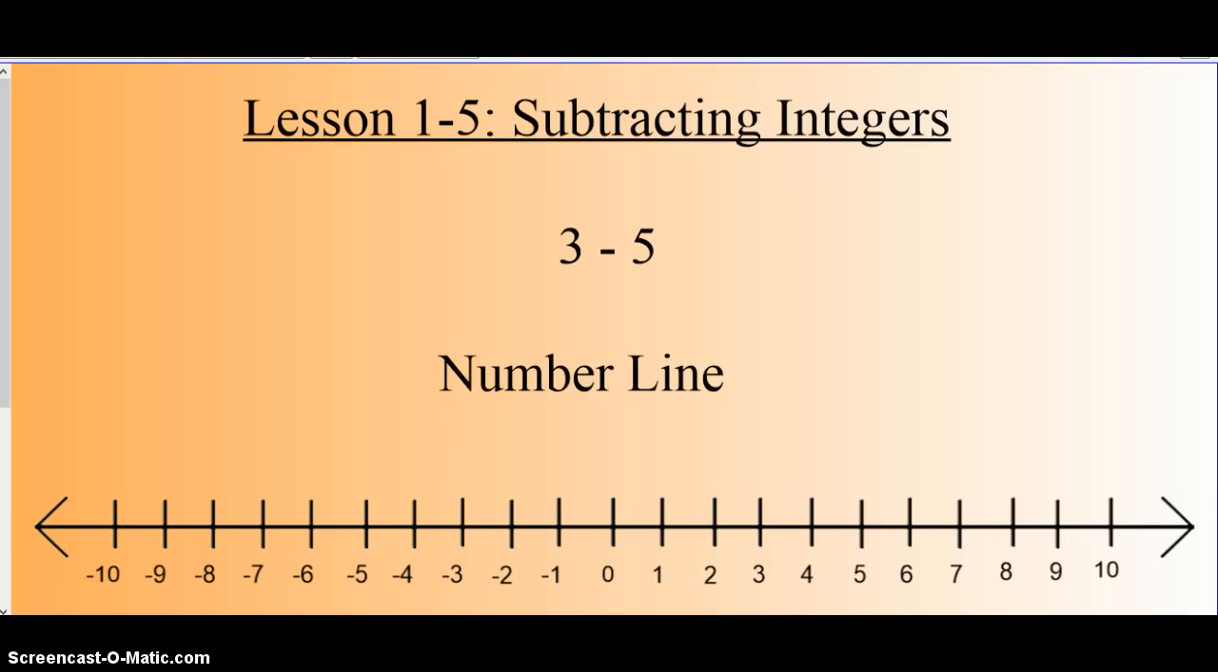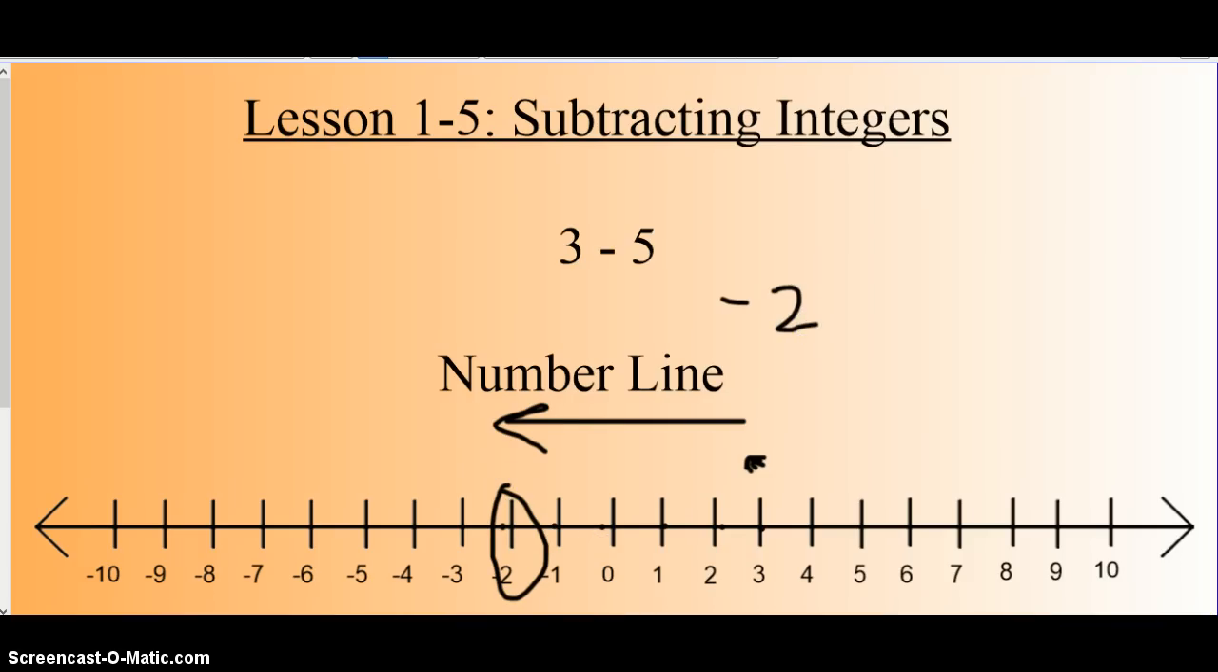As we look at the first problem, 3 minus 5, we're starting on the number line at the 3. And we are going to be moving, or subtracting, 5. When we're using subtraction, we are going to be moving on the number line to the left. So if we move 5 places to the left, count this out with me: we start at the 3, and then we go 1, 2, 3, 4, 5. We end up at negative 2.